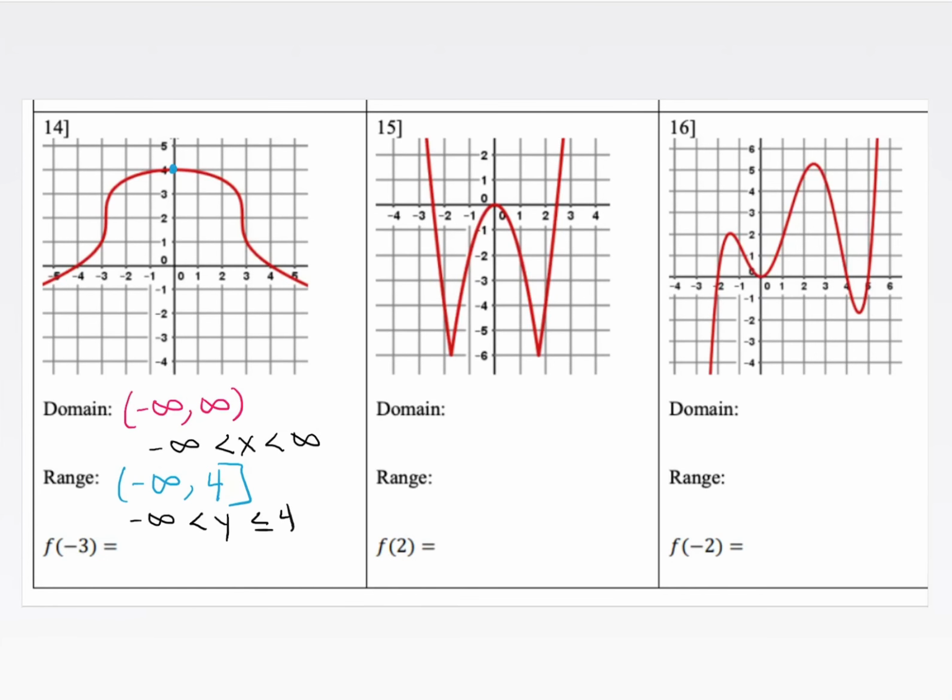When x is -3, so f of -3, we're going to look on our graph, find our -3, go up or down until we hit the graph, which is at our y value of 1.